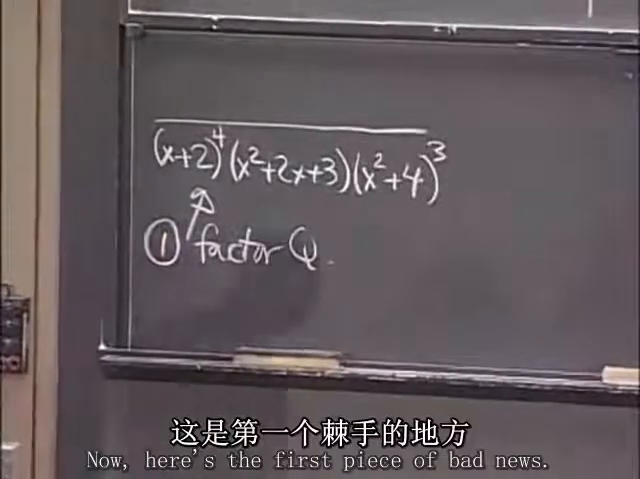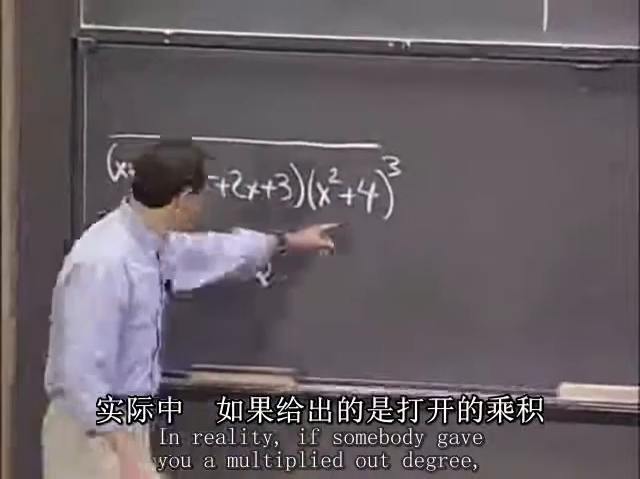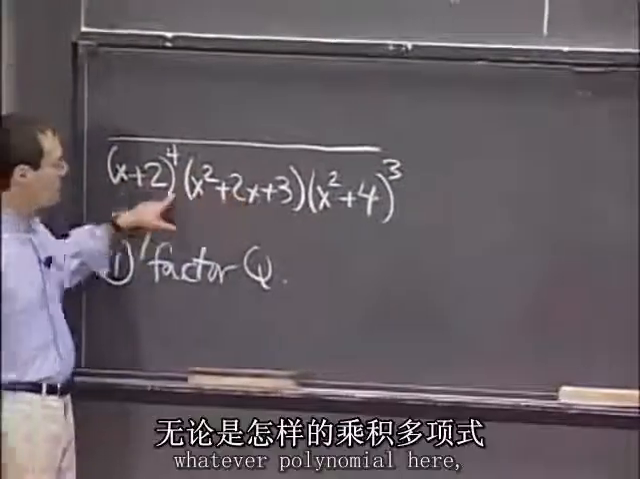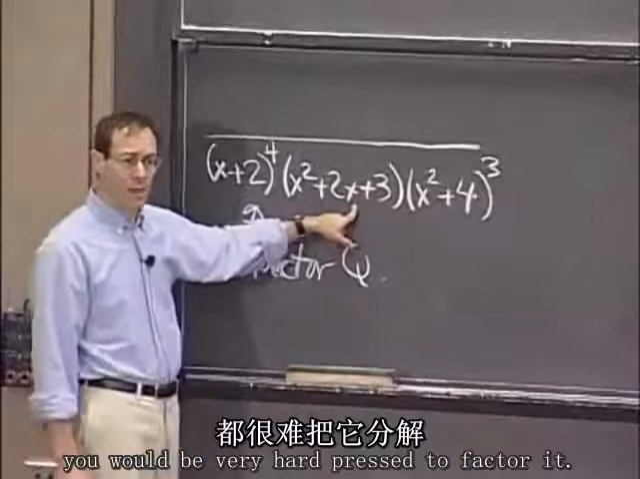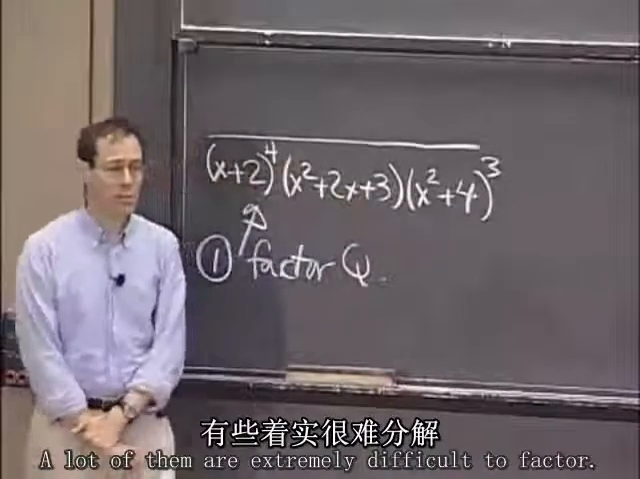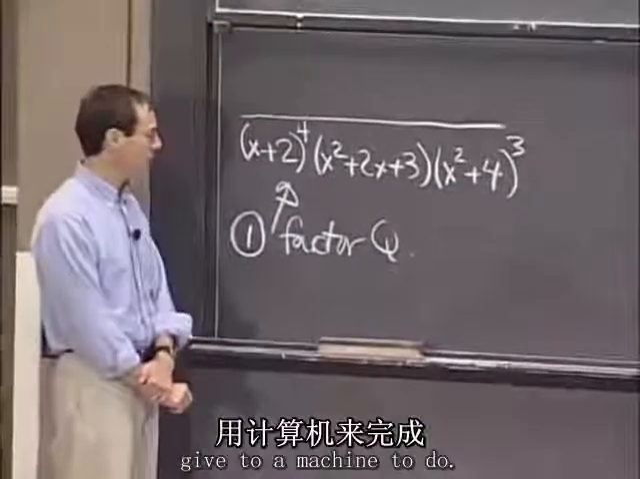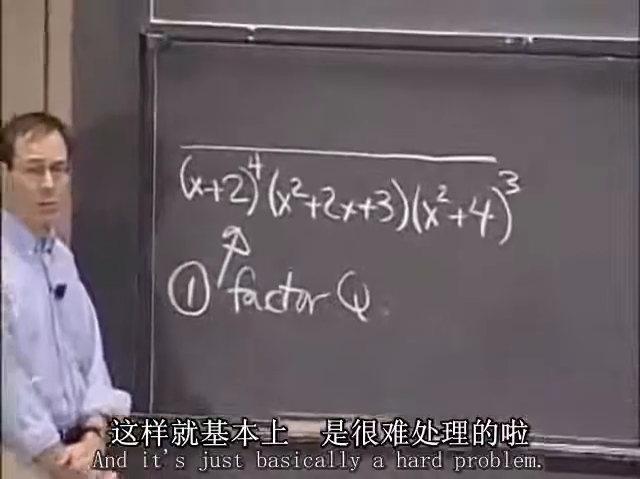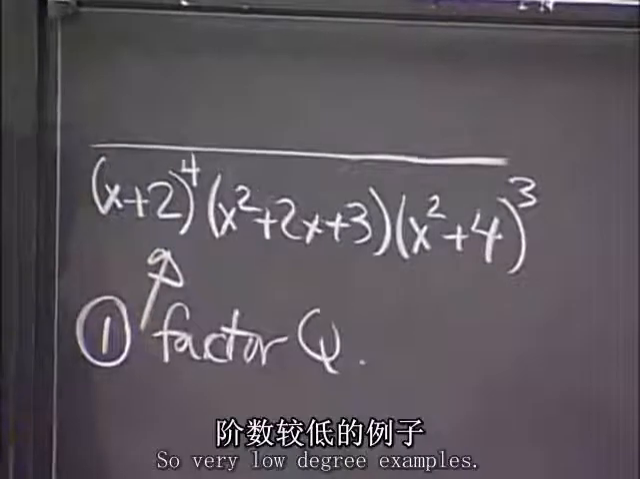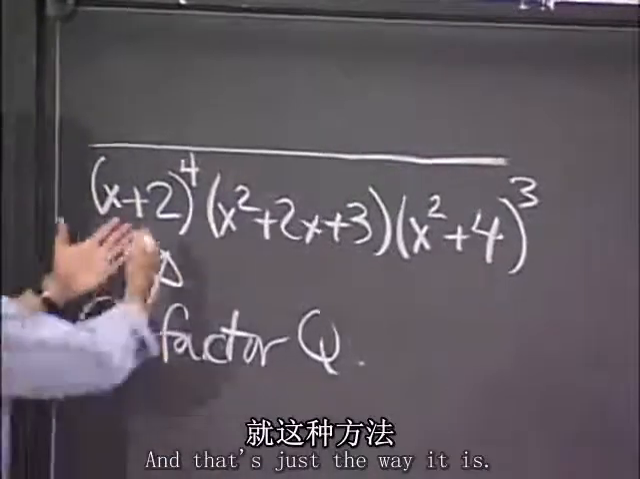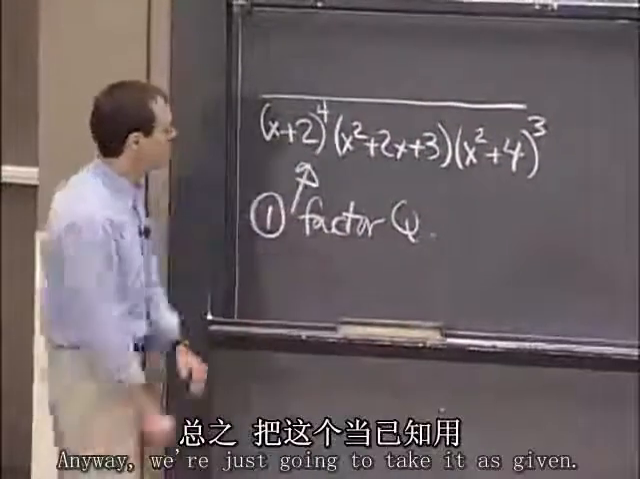Now, here's the first piece of bad news. In reality, if somebody gave you a multiplied out degree whatever polynomial here, you would be very hard-pressed to factor it. A lot of them are extremely difficult to factor. And so that's something you would have to give to a machine to do, and it's just basically a hard problem. So obviously, we're only going to give you ones that you can do by hand, so very low degree examples. And that's just the way it is. So this is really a hard step in disguise in real life. Anyway, we're just going to take it as given.